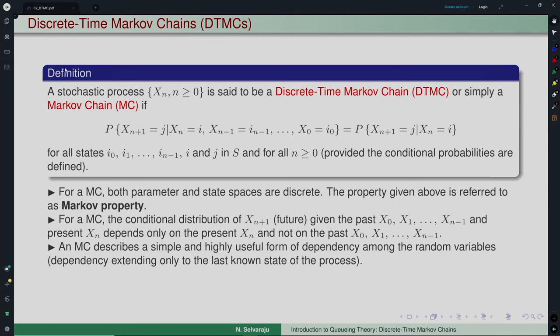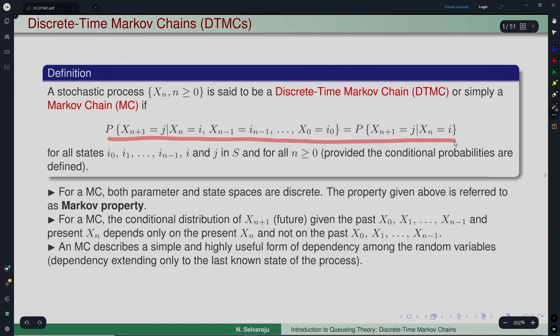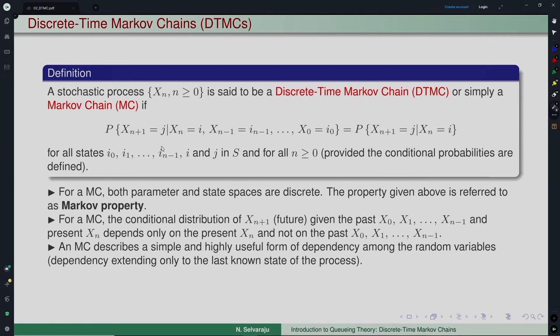As we already defined, you may recall the definition, which says that a stochastic process, since we already assumed this to be discrete time, and since it is a Markov chain the state space is also assumed to be discrete, we call it in this form: rather than x of t, it is x sub n. It is said to be a discrete time Markov chain, or simply a Markov chain without the adjective discrete time, if this property holds for all states in the state space and for all time points. Obviously, we are assuming that the conditional expectations are well defined, meaning the left side of this equation is well defined, then the right side is automatically defined.